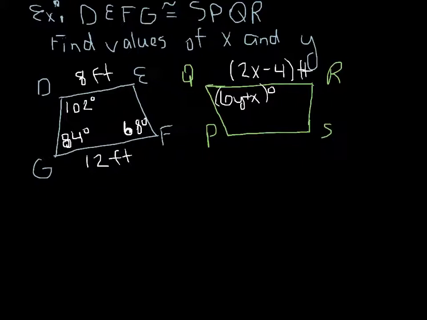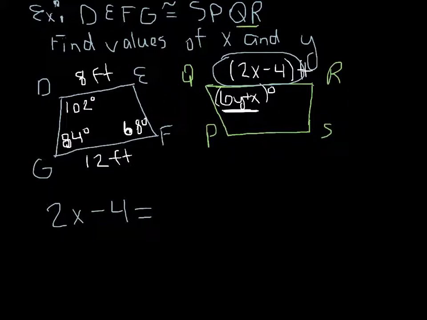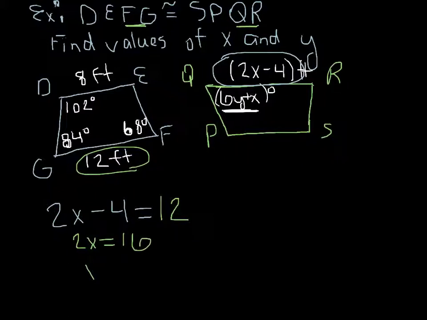I see here that I have 6y plus x. I can't really solve something that has two variables right now, so I'm going to look at this 2x minus 4. I know that 2x minus 4 has to be the same length as something else. If I pay attention to my order, QR, the last two letters, should correspond with FG. FG has a measure of 12, so those two lengths have to be the same. So 2x minus 4 equals 12. I add 4 to both sides, 2x equals 16, x equals 8.